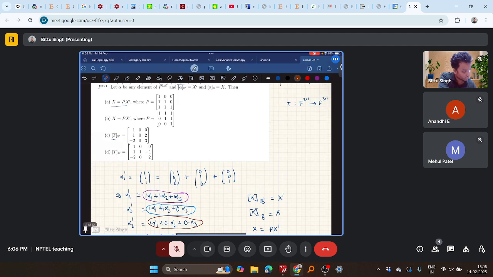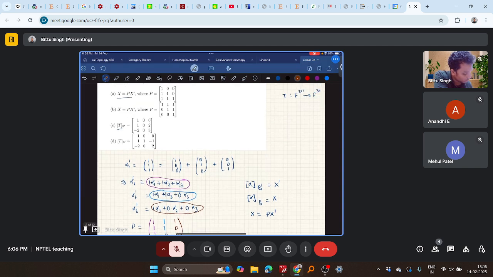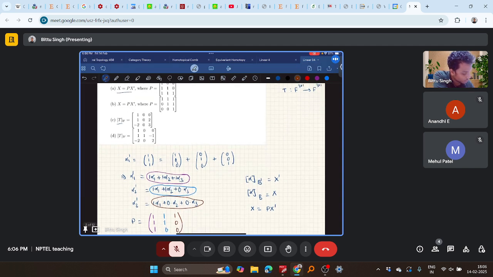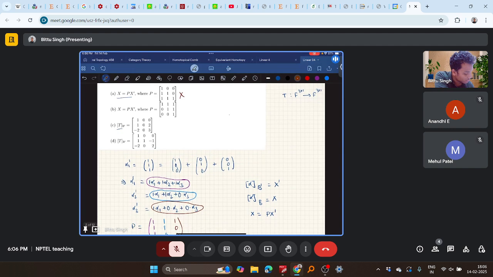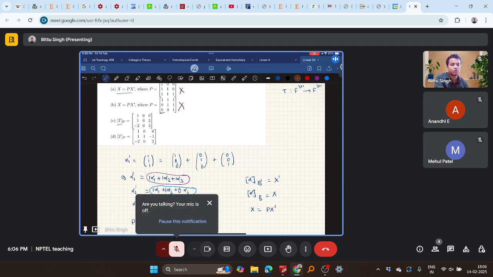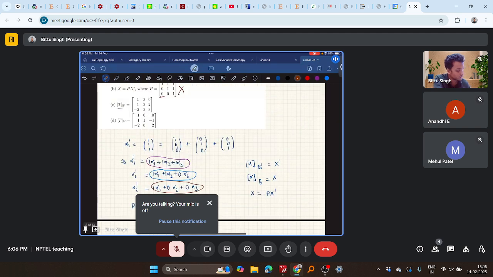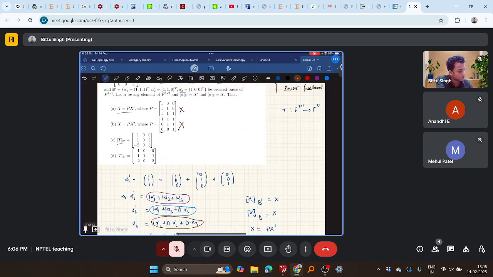But if we see the first option, P does not look like this, so this is not the answer. Similarly, for the second option, the first column starts with 111, but here it is 100. So this is also false. So two options are discarded. Now let us see what about the others.